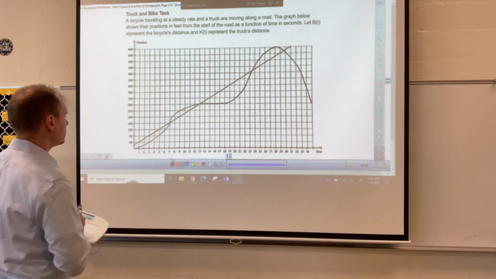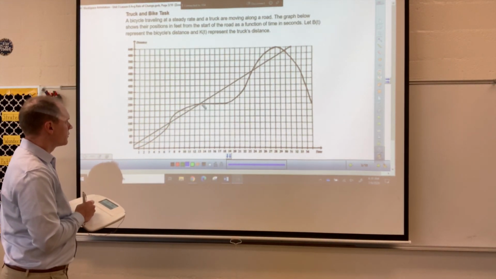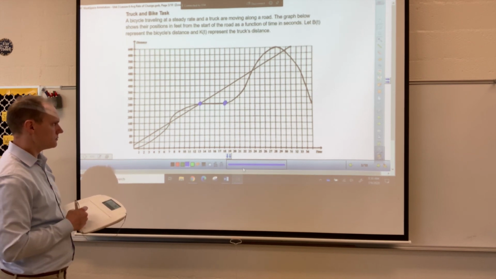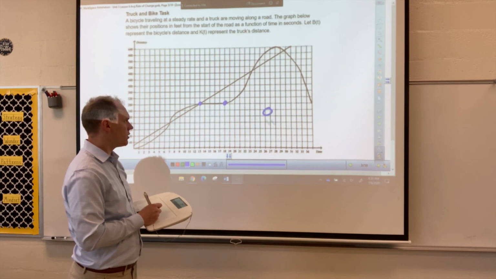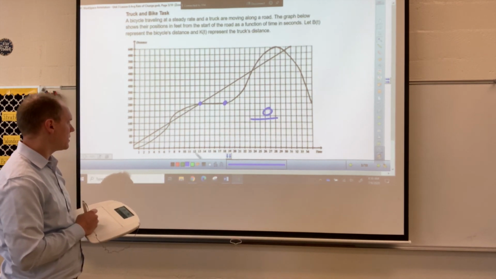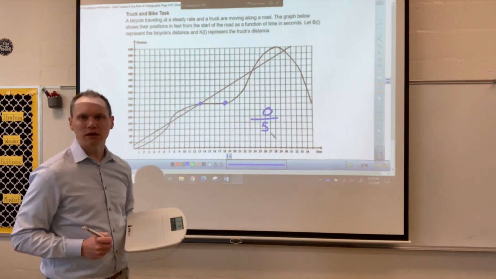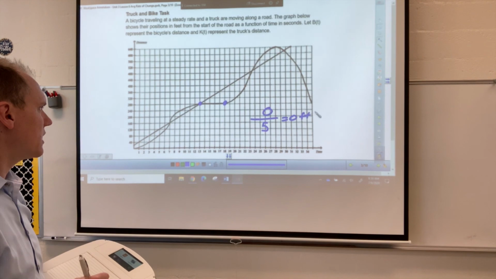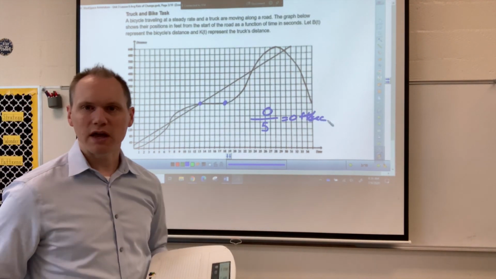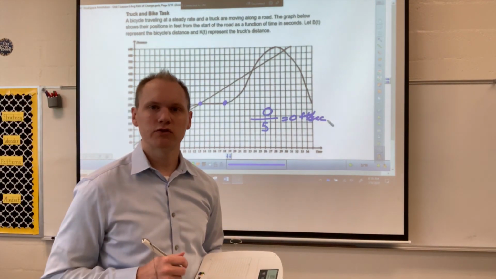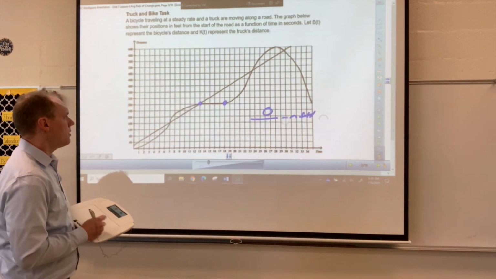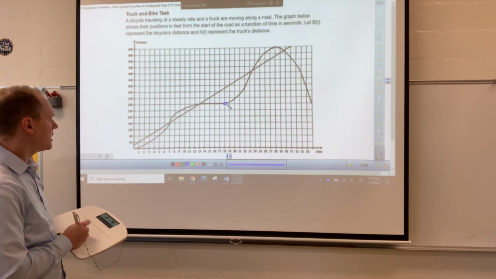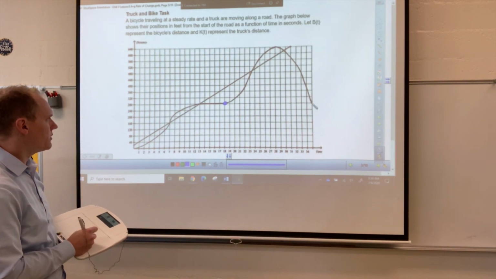And one of those cases would be when he stopped at the stop sign. So from 13 seconds to 18 seconds. So change in distance would be 0 over change in time would be 18 minus 13, which is 5. 0 divided by anything is still 0. So this would be 0 feet per second. So in that time interval, his average rate of change there was 0. But there are others. How about from 18 seconds to 35 seconds?